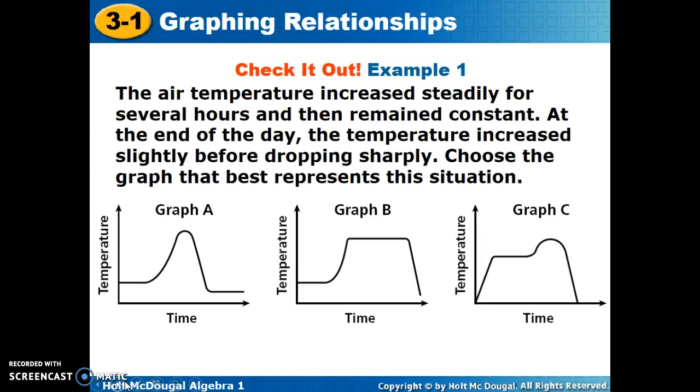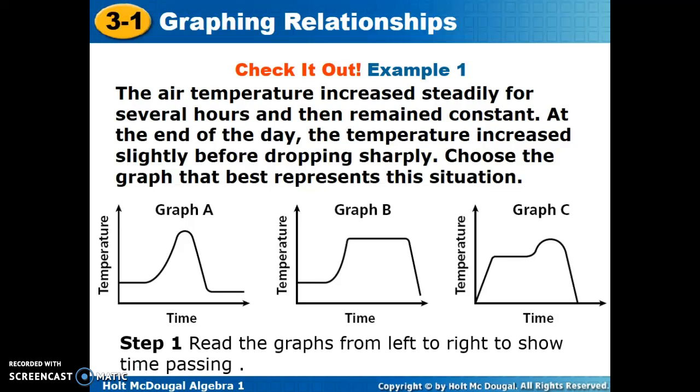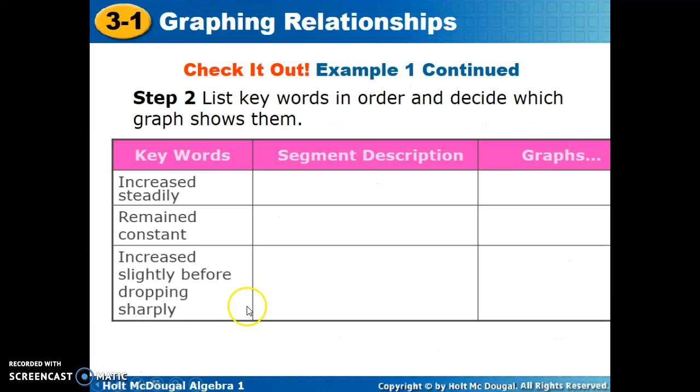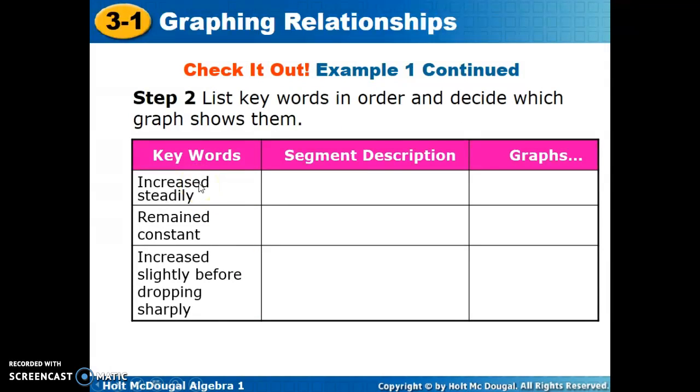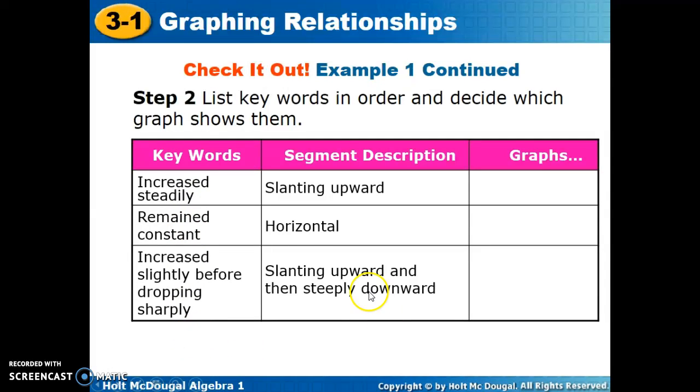Now let's look at a separate relationship, the air temperature over time. At the end of the day, the temperature increased slightly before dropping sharply. Choose the graph that best represents the situation. Well, let's pick out the key terms again. Reading from left to right, over time indicates the early morning to the later part of the day. Keywords: increased steadily, remained constant, and then increased slightly before dropping sharply, slanting upward and then steeply downward.